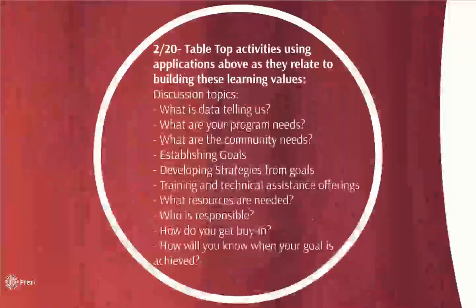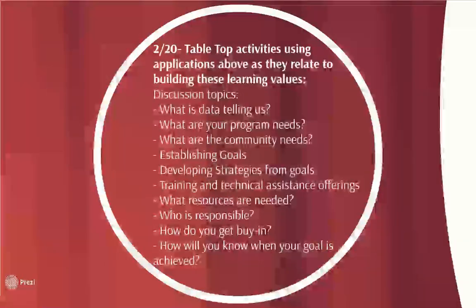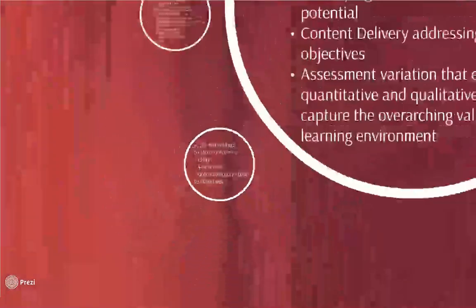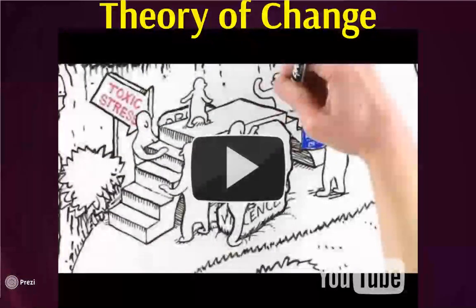The second would be for your opportunity in your planning to use any one of these or more. This is certainly not an exhaustive list, but these could be the types of topics discussed during the second 20 tabletop activity. And then again, the third is really for the opportunity for the staff and faculty to network and to share outcomes. Ideally, it's their ideas and their resources and their outcomes connecting to the objectives that the facilitator has organized the purpose of the meeting to begin with. And again, what this is ultimately doing is truly offering the value for idea sharing and team building.